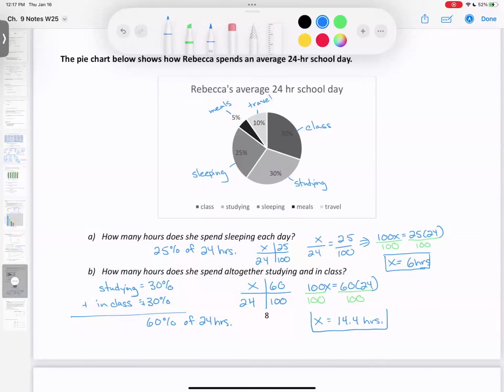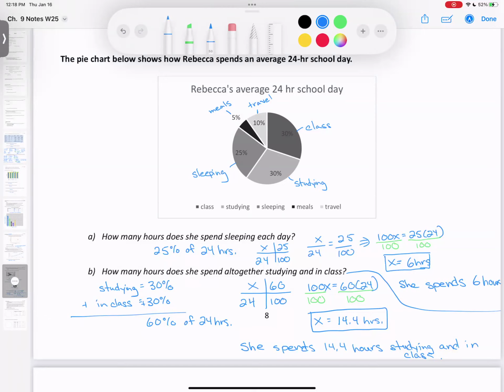And these are both word problems. So what I should probably do is write a sentence. So I'm going to just say she spends 14.4 hours studying and in class. And I should really write a sentence for the last one as well. So she spends 6 hours sleeping. Okay, and so next up, we're going to construct some pie charts of our own.